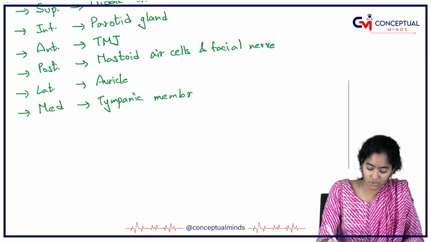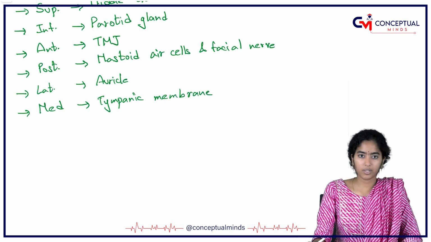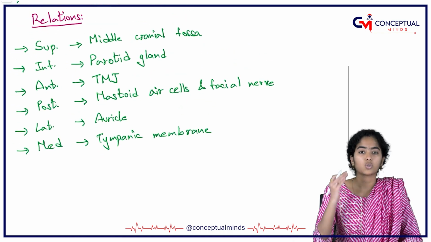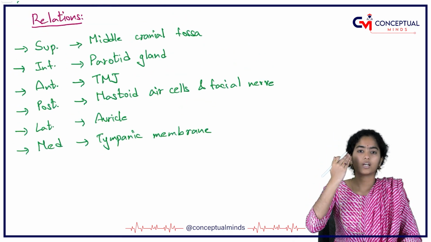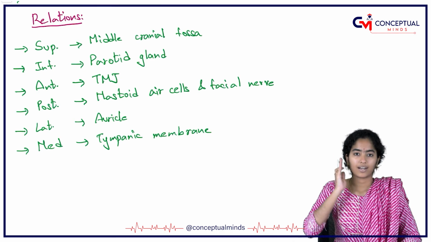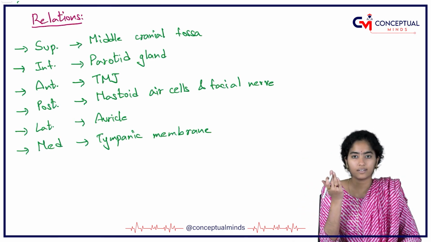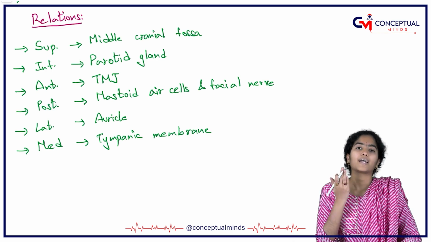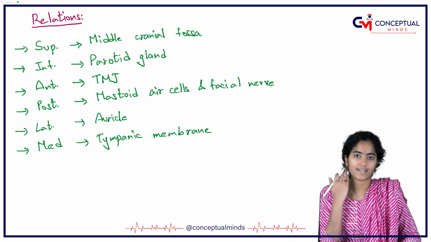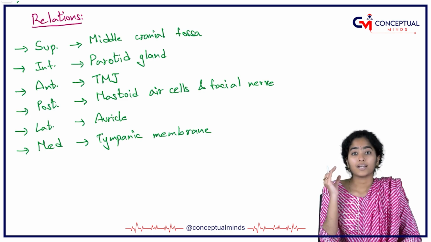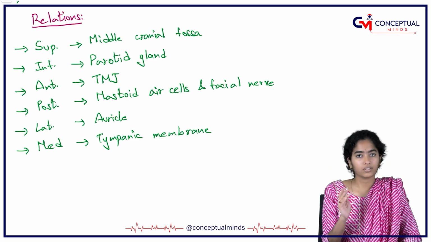I hope these relationships are understandable. Superiorly, middle cranial fossa; inferiorly, parotid gland; laterally, auricle; medially, tympanic membrane; anteriorly, temporomandibular joint; and posteriorly, mastoid air cells and facial nerve. Now these relationships become important for two purposes.